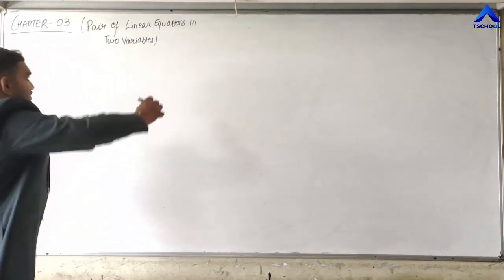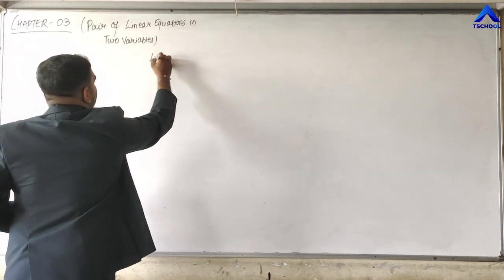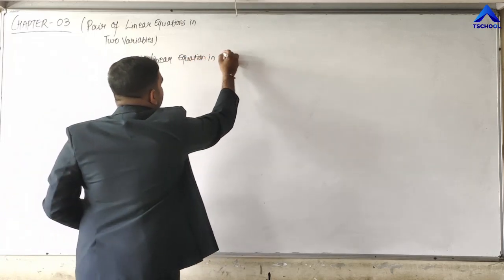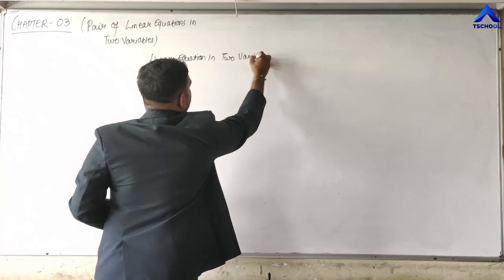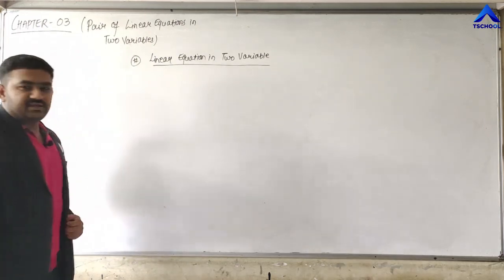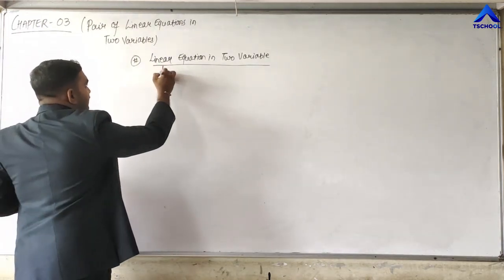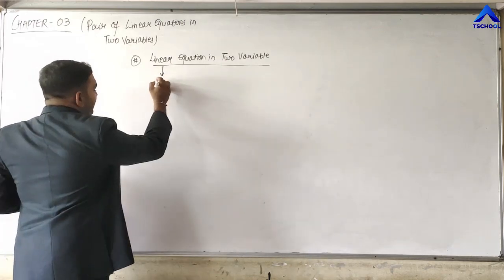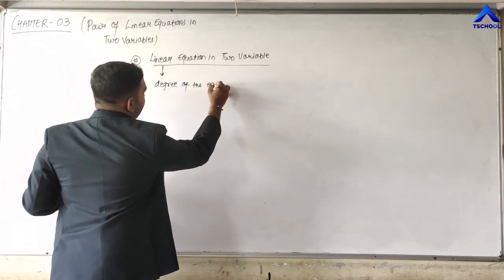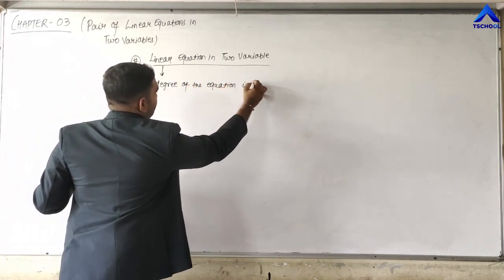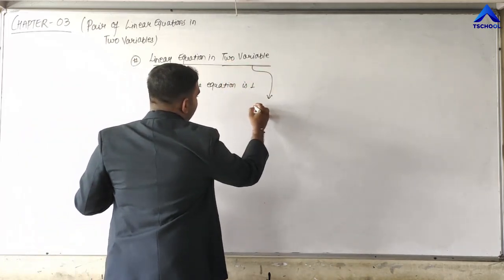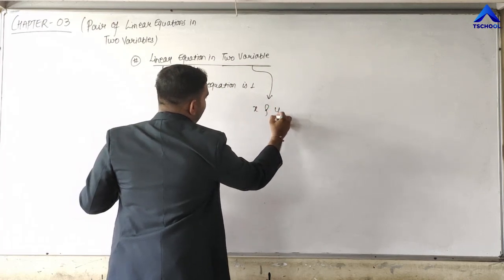So first of all, let us discuss what a linear equation in two variables is. A linear equation, as the name suggests, is linear. So what do you mean by linear? The degree of the equation is 1, right? And as there are two variables, you will have the variables x and y.